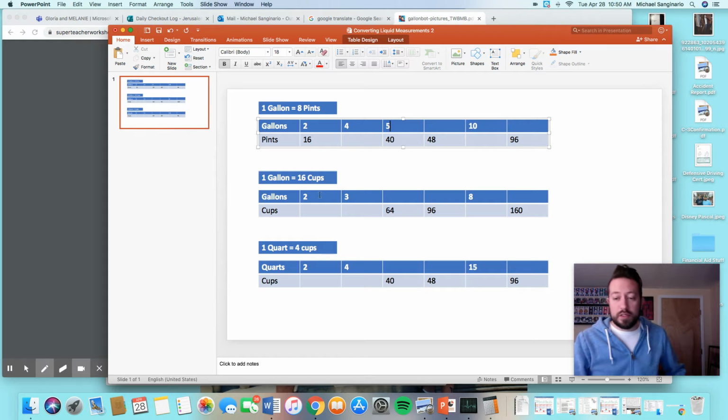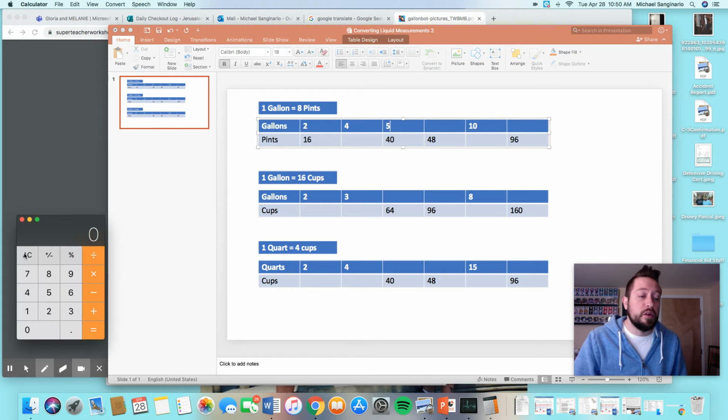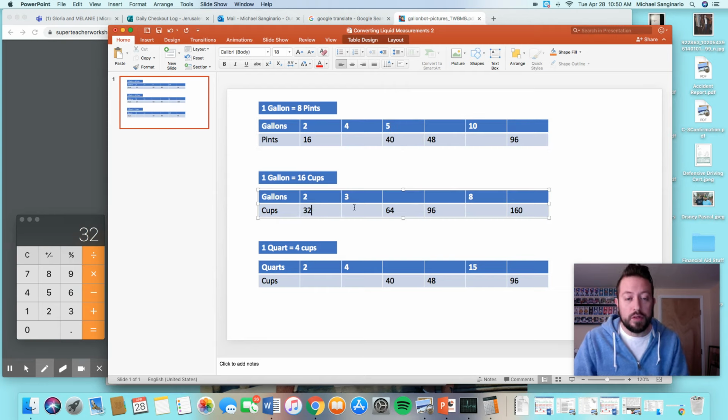1 gallon was 16 cups. So if I have 16 cups, but they want to know how many 2 gallons is, you need to multiply 16 times 2. So if you're going to want to use your calculator, you do 16 times 2, and my answer would be 32 cups.